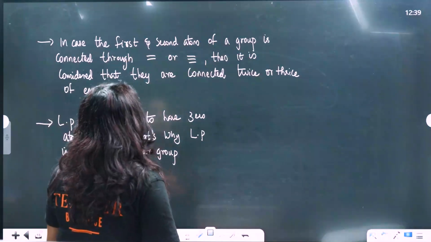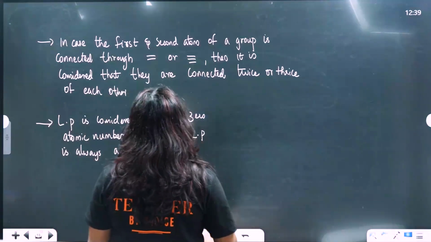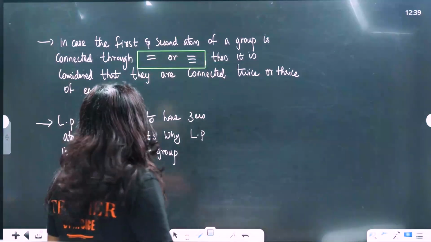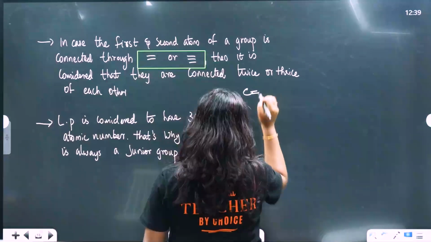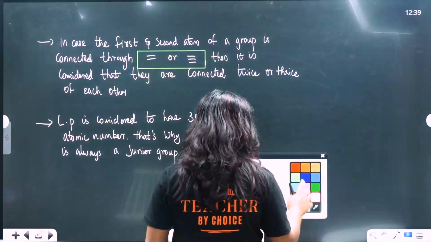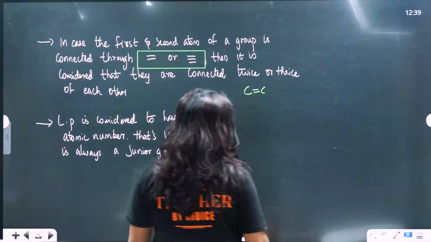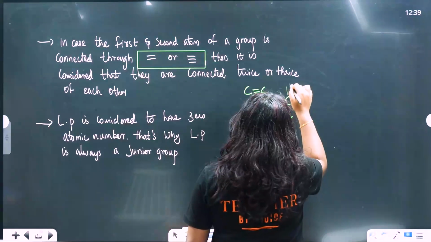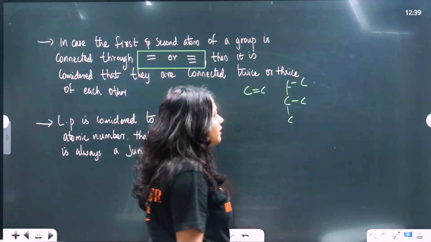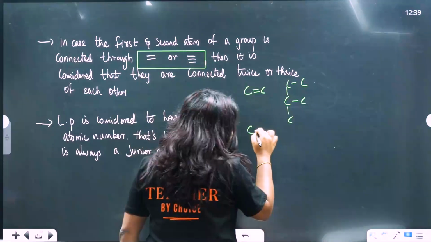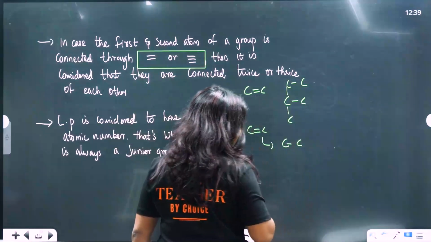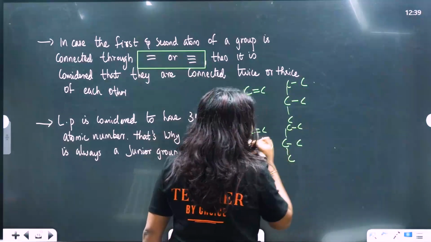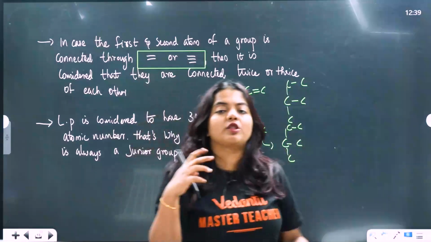Now, in case the first and second atom of a group is connected by a double bond or triple bond, this is very important, children. How do you treat a double bond or triple bond connection? For example, you have C double bond C, and as per this rule, they consider them separately. C double bond C, then C single bond C, and from this C another C is there, and from that another C. They consider it this way, which means that is a bulkier group.